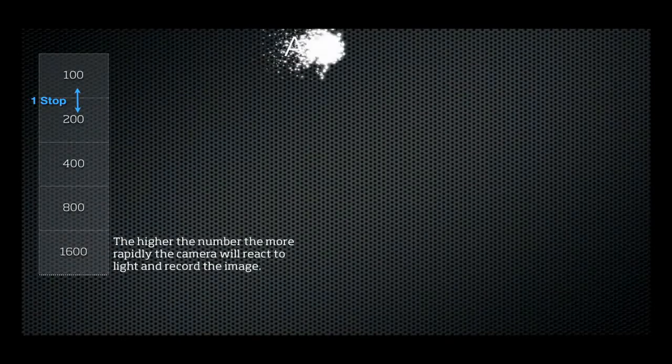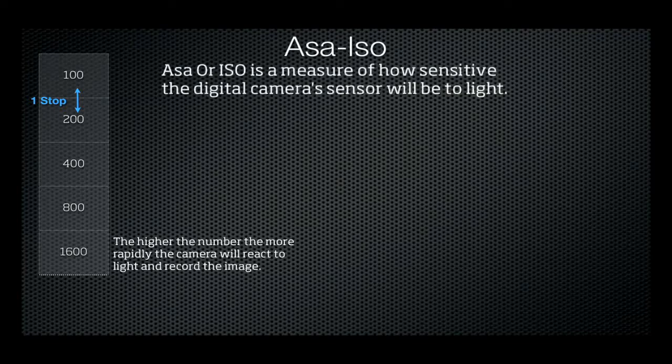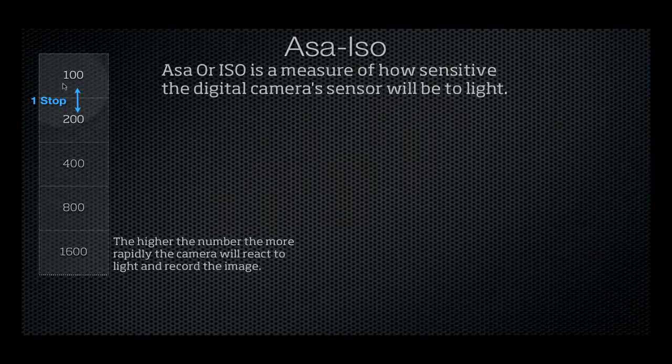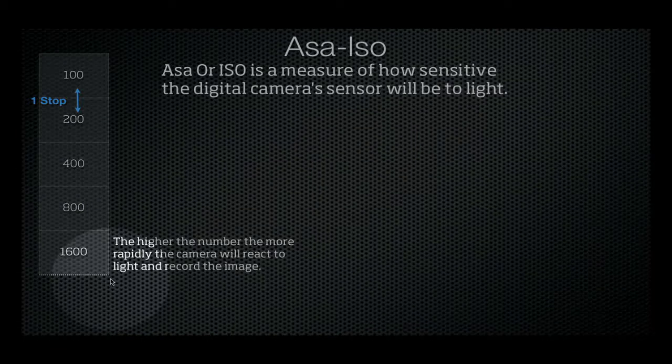We're now going to move on to ISO, or ASA if you're from old school, shooting film back in the day. Now, ISO is a measure of how sensitive the digital camera's sensor will be to light. The higher the number, the more rapidly it will react to and therefore record light flowing through the lens. So, just like f-stops and shutter speeds, each increase in ISO, say 100 to 200, equals a stop. So the higher the number, the more rapidly the camera will react to the light.